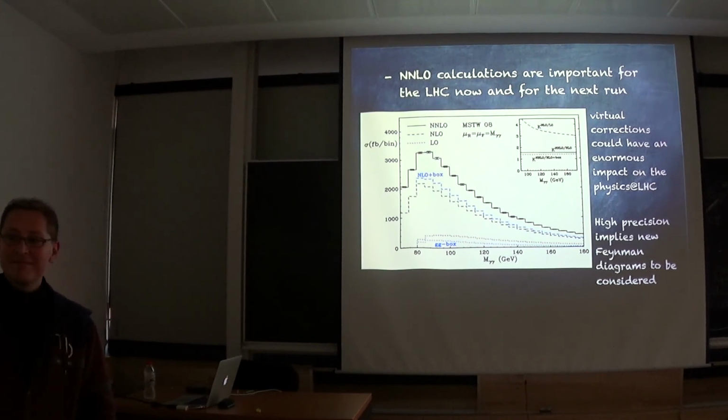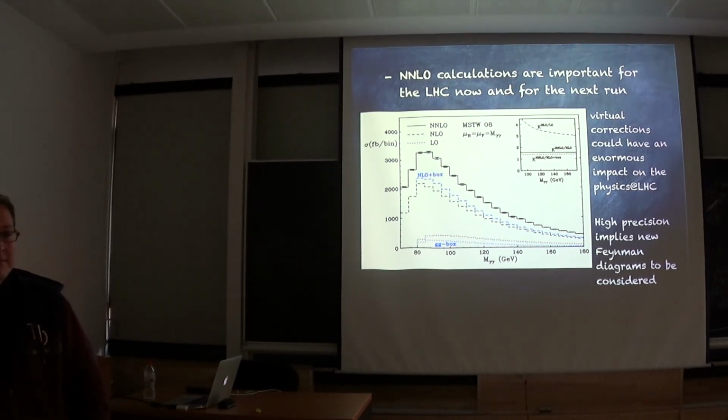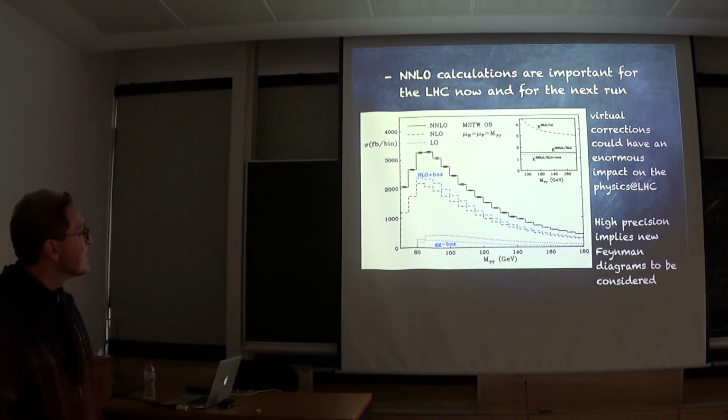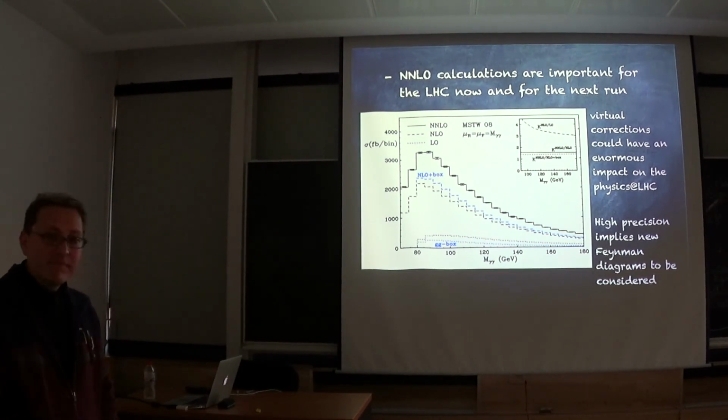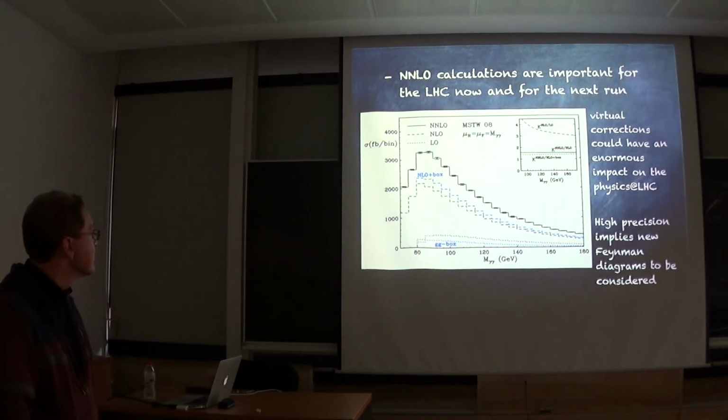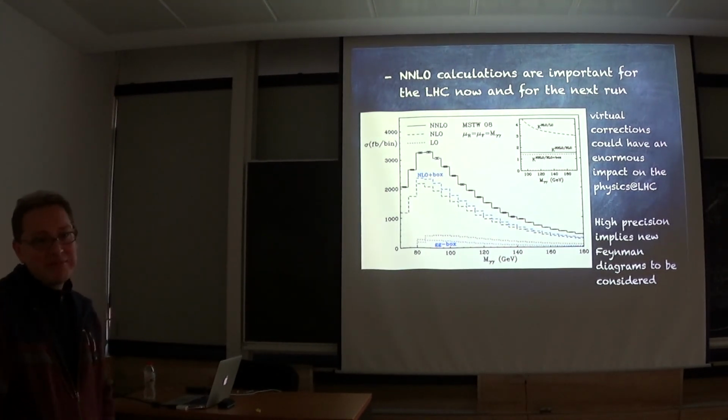No questions? One question. This distribution in the GG to H box, it starts at 80 GeV. Is there some physical reason, or is it just because the people just started plotting there?